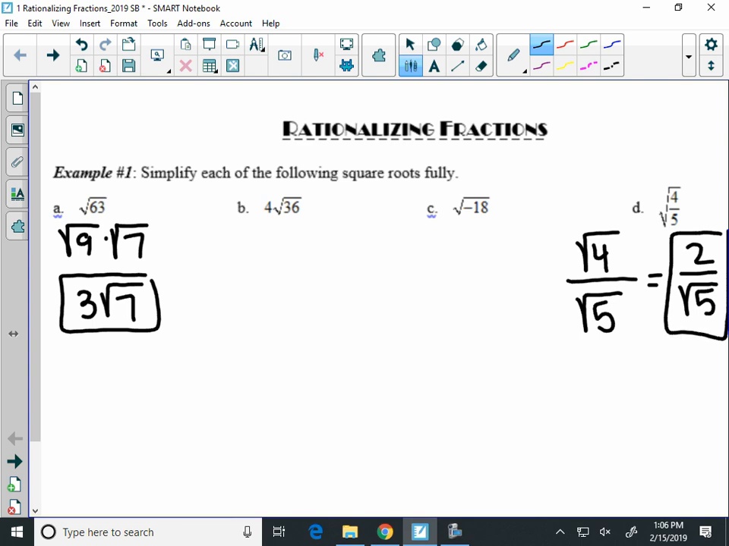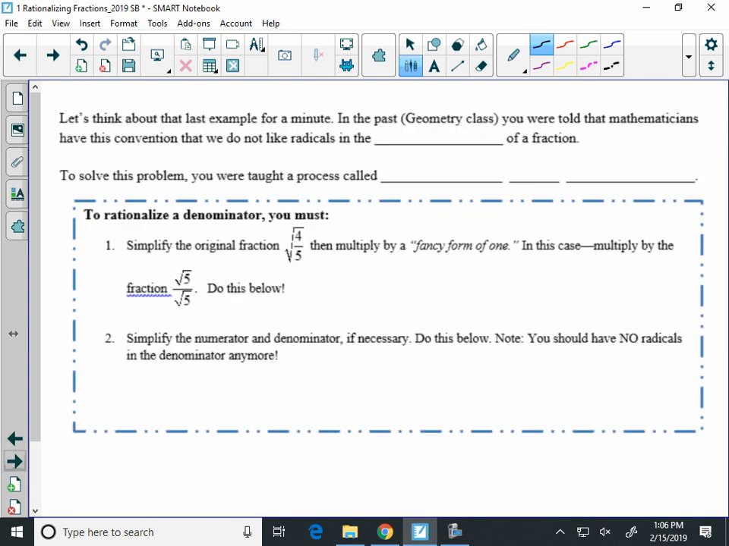But here's the thing. We didn't really deal with fractions or radicals in the denominator earlier this year because we didn't need to. But there's a thing that you might have learned in geometry class, and if you didn't, that's okay, but typically in math world, we do not like radicals in the bottom of a fraction, which is called the denominator. So it says you should have learned that there's a convention that we do not like radicals in the denominator of a fraction. So to solve this problem, and this will come back again in pre-calculus and calculus, you're going to do a process called rationalizing the denominator.